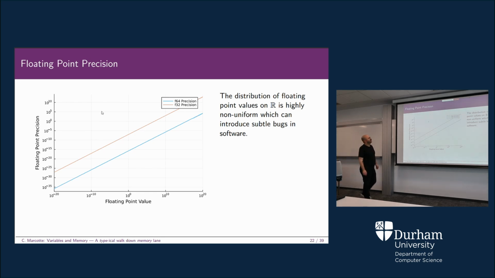An important thing to keep in mind about floating point numbers is that their precision actually varies. So they're not uniformly accurate across their whole range. Here we go from 10 to the minus 20 to 10 to the 20. So that's 40 decades in floating point value. And on the y-axis, we have the precision of the floating point number. F32 is a float, F64 is a double. So the distribution of floating point values on R is actually highly non-uniform. This can introduce really subtle bugs in your software.